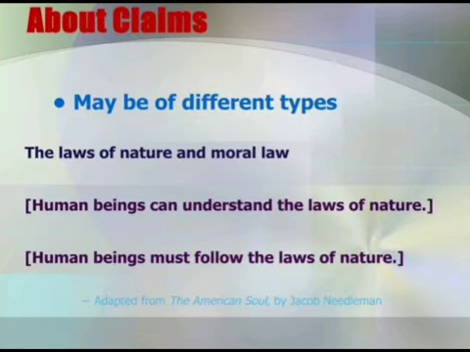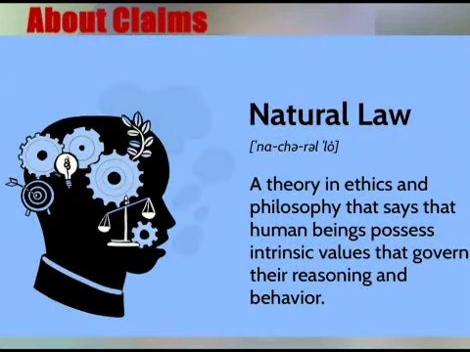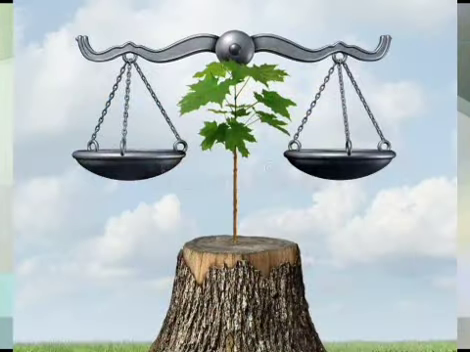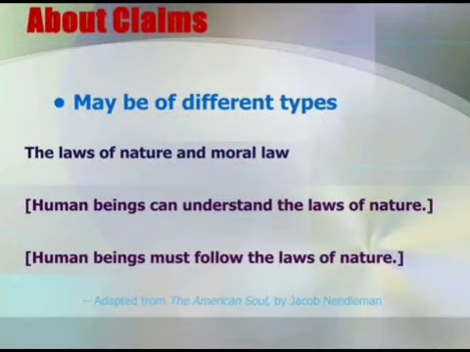This slide explains that claims can be of different types. One example is the laws of nature, which explain how the natural world works. Another example is moral law, which explains how human beings should behave. The slide also states that humans can understand the laws of nature and should follow them responsibly. This shows that claims can be scientific, moral, or philosophical depending on the context.